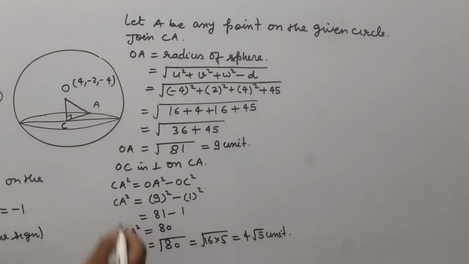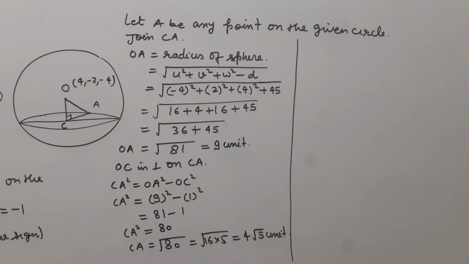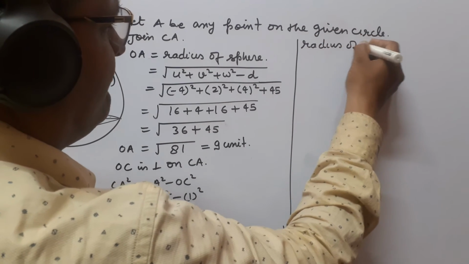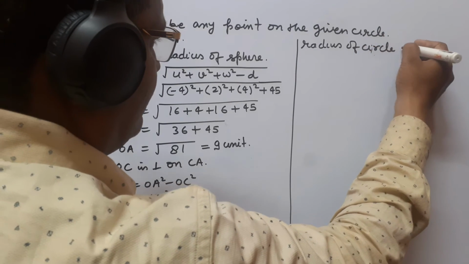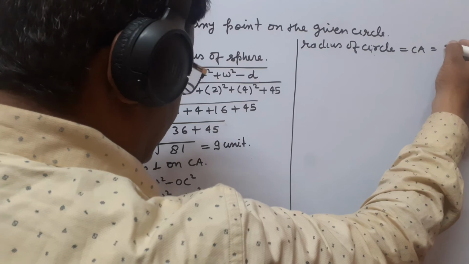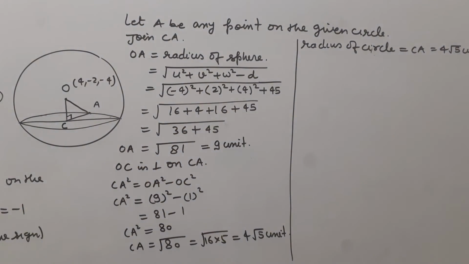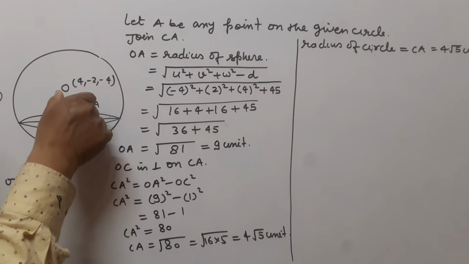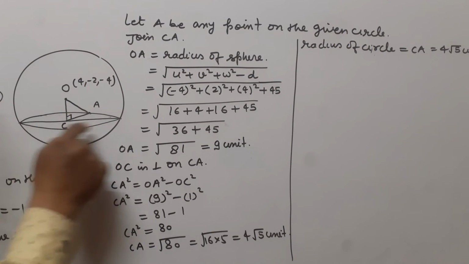So CA is the radius of the circle. So the radius of the circle is equal to CA and this is equal to 4 root 5 units. So in this figure we can see here this CA is perpendicular to OC and OA is the radius of the sphere. Now we find the radius of this circle.